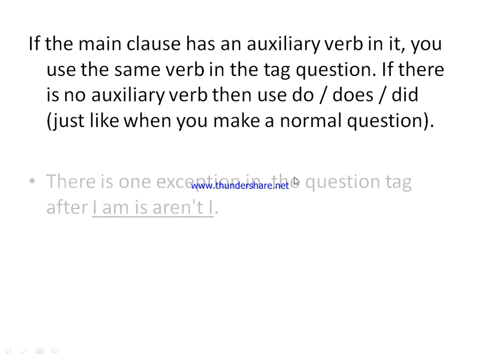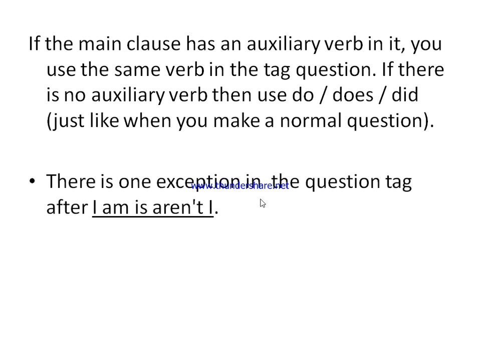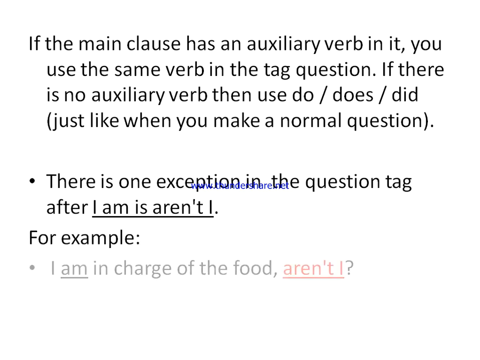But there is an exception. There is one exception in question tags. The exception occurs in this word here, am. The auxiliary word am you cannot use in forming a question tag. Am now changes to are. For example, let's see an example here. I am in charge of the food.